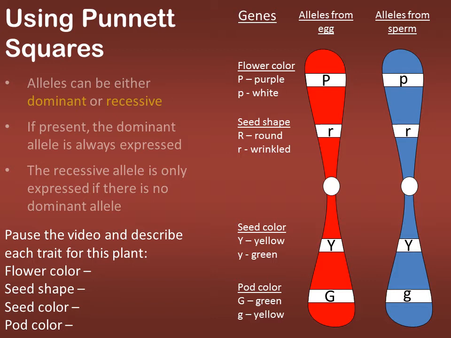Okay, so the flower color would be purple because there is a dominant allele present out of the two choices. The seed shape would be wrinkled because there is no dominant allele. Both alleles are recessive. Seed color would be yellow. Both alleles in this case are the dominant allele for the yellow color. And the pod color would be green because again there is a dominant allele present of the two choices.